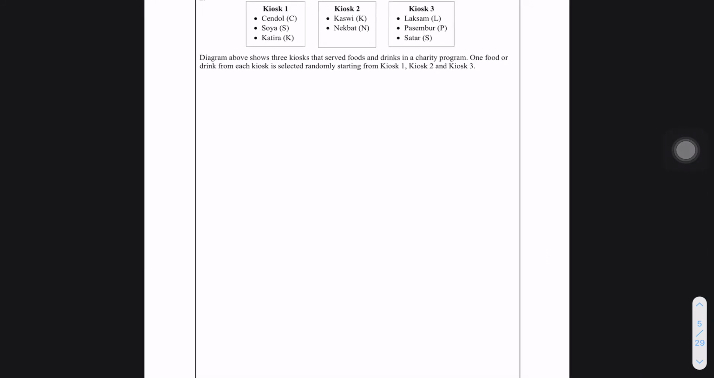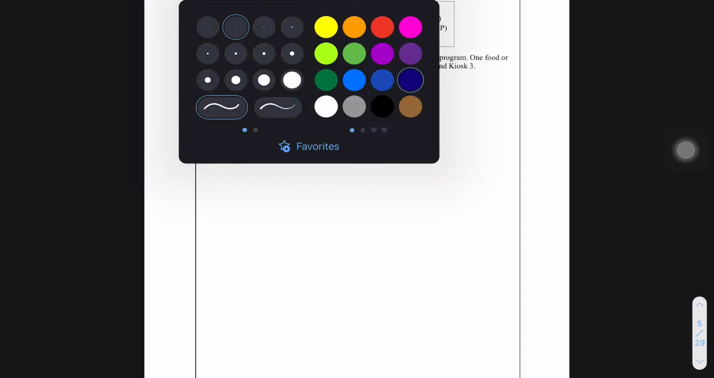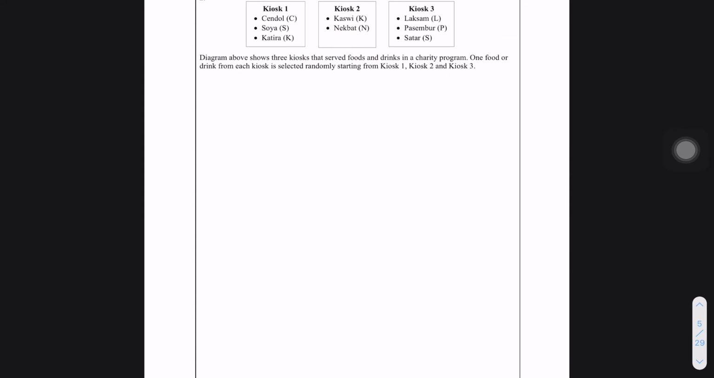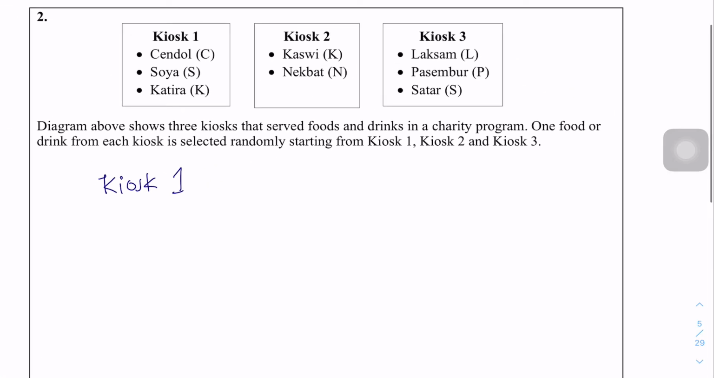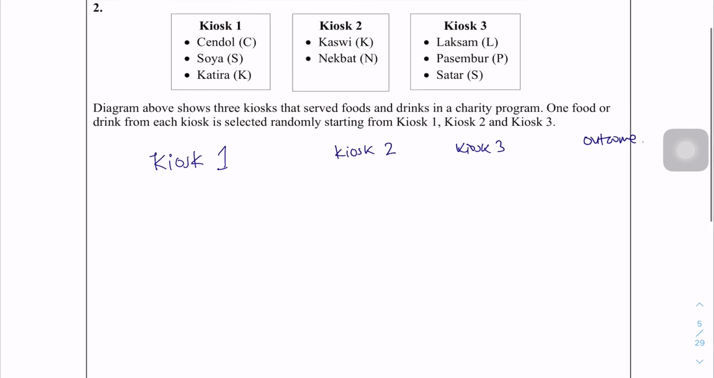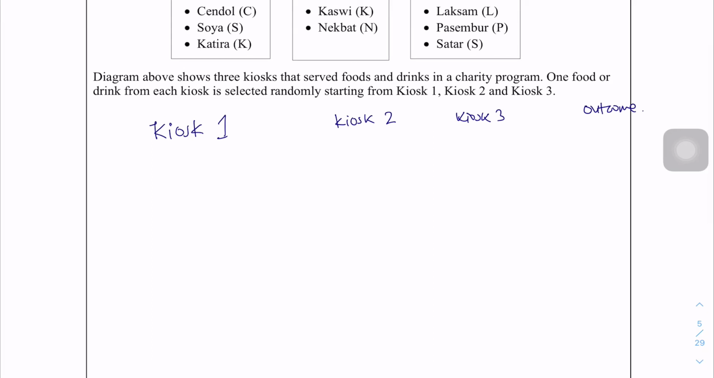Okay, so same as before, we have 3 situations. You need to put the 3 situations. So we have kiosk 1, next we have kiosk 2, and finally kiosk 3, and the last one is the outcome. For kiosk 1, maybe the options are, what do we have?